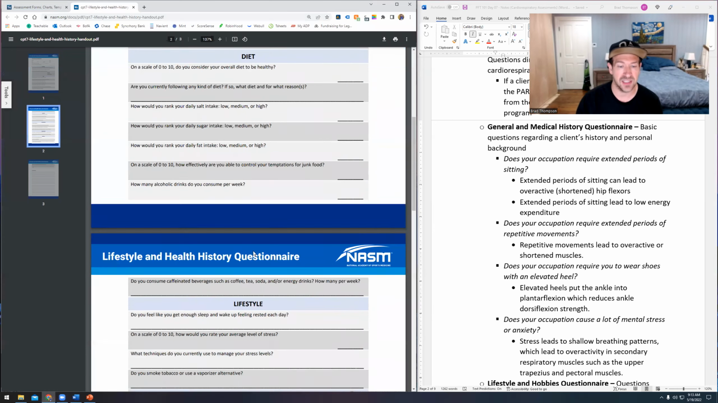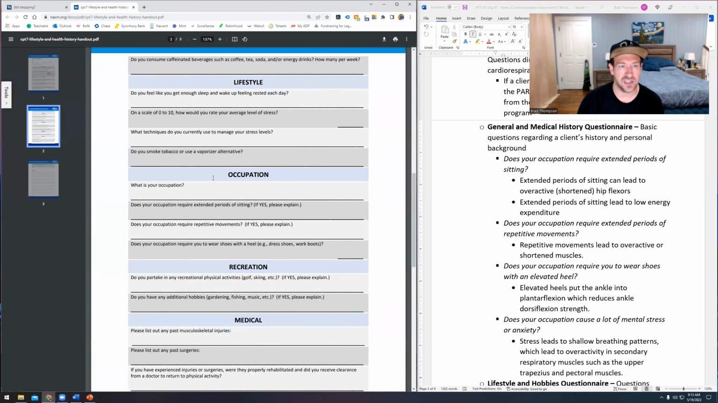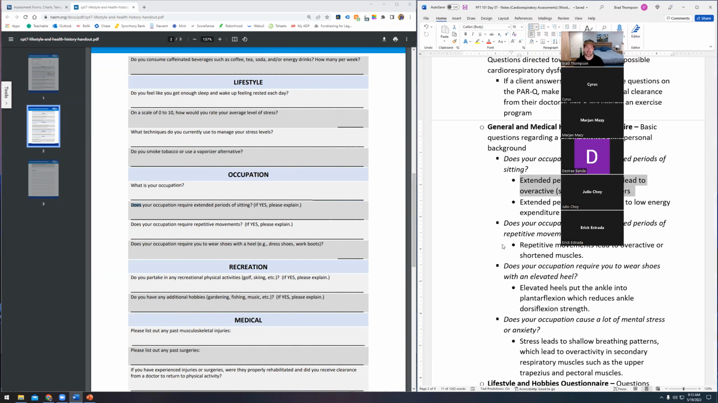Once we get past some of this, we go over to our lifestyle and occupation, right? It's like, what's your occupation? Does it require extended periods of sitting? We know that extended periods of sitting can tighten up those hip flexors. We also know that it leads to low energy expenditure. If my client's like, yeah, I've been on diet and exercise programs and I just don't get the results that I think I should be, right? Well, chances are we look at their job, and your body's finding a way to burn even less energy throughout the day.